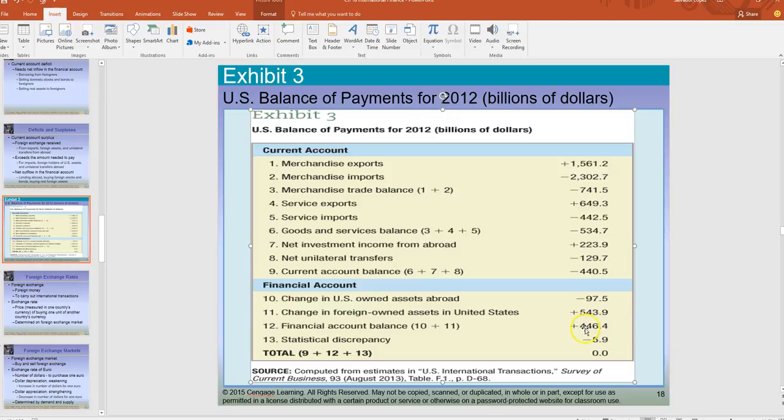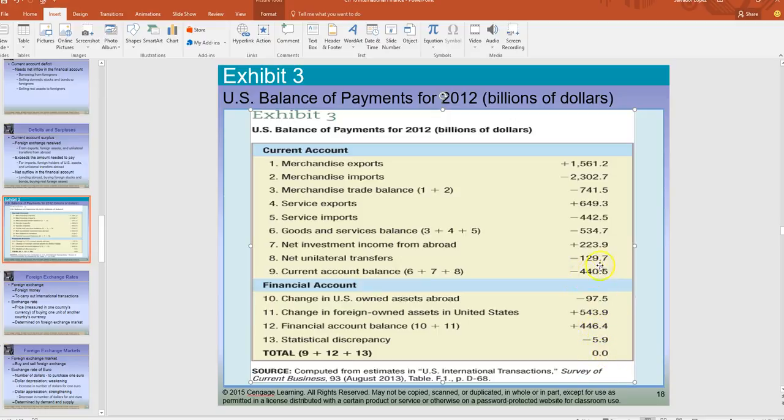Now this number is expected to be the same as this one, as I told you before. However, there's a difference, and that difference is plus 5.9 if you notice. So that's why we need to make the statistical discrepancy adjustment and subtract 5.9 so that when we add 9 and 12 and 13, which is this balance, and then this 2, we get the 0 here.